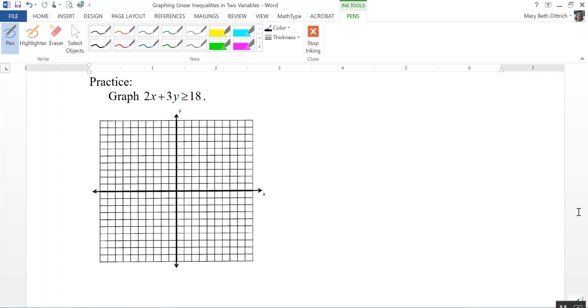Okay, let's take a look at how we would graph this. So we have 2x plus 3y is greater than or equal to 18. First thing I want to do is rewrite that so it looks more like slope-intercept form. So I'm going to subtract 2x on both sides, and I will divide everything by 3. And because I'm dividing by a positive number, I don't have to flip my inequality. So I have y is greater than or equal to negative 2/3 x plus 6.